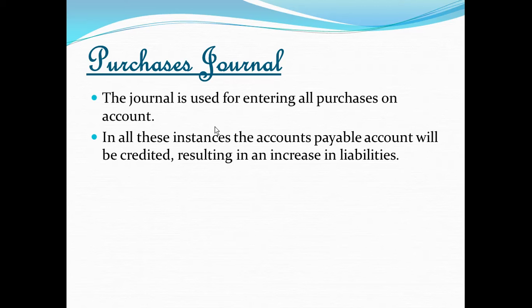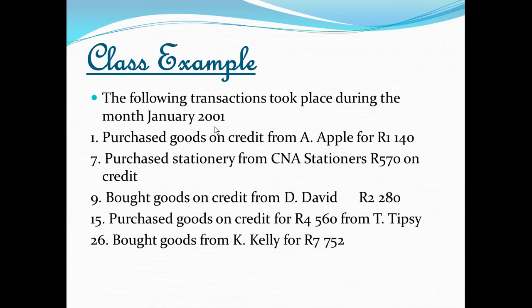Now previously, every time you purchased something on credit, you would have taken it to the general journal, you would have debited perhaps your inventory, and you would have credited accounts payable, which technically is incorrect because we are trying to filter our information out to the correct journals. So the purchases journal is used for credit purchases. So whether you're buying stationery on credit or whether you're buying inventory on credit or anything else, it goes into the purchases journal.